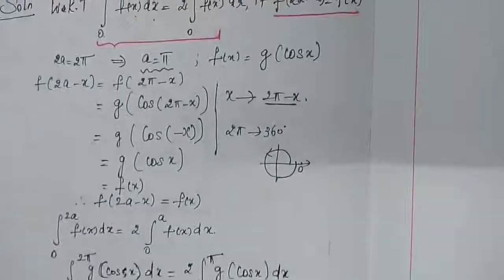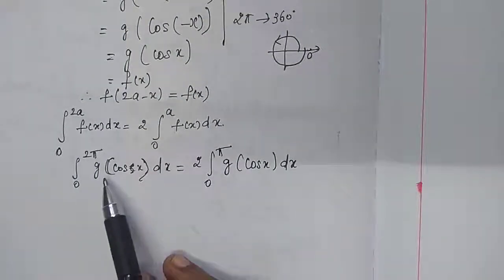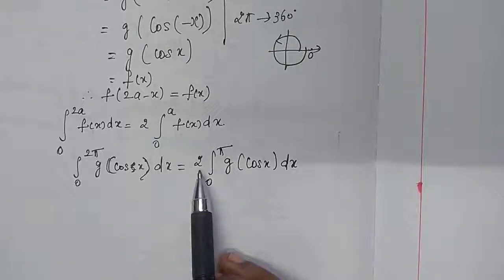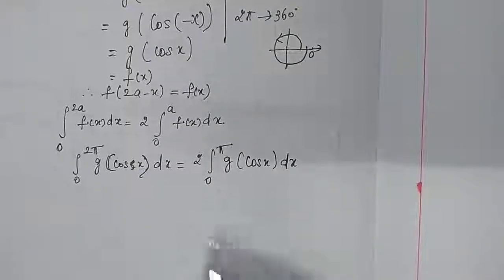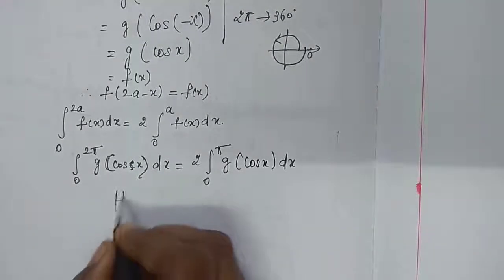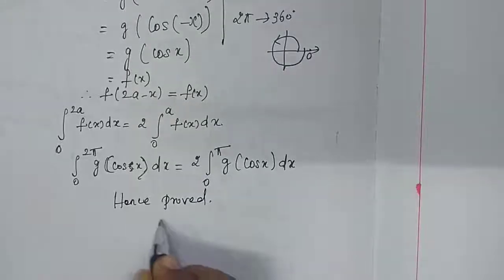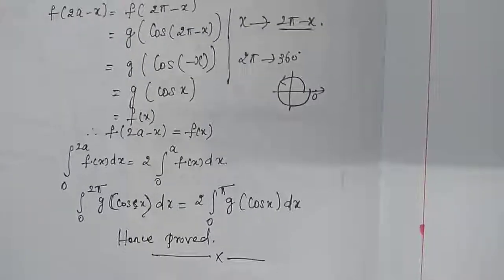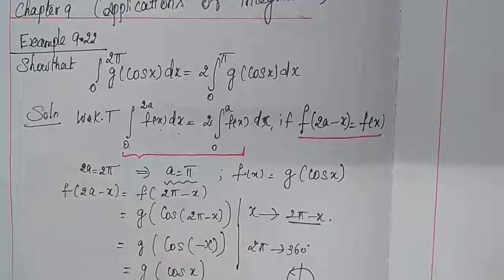So according to this property, we get the result: the integral from 0 to 2π of g of cos x dx equals 2 times the integral from 0 to π of g of cos x dx. Therefore, this result is proved. Question number 9.22 is over. We move to question number 9.23.